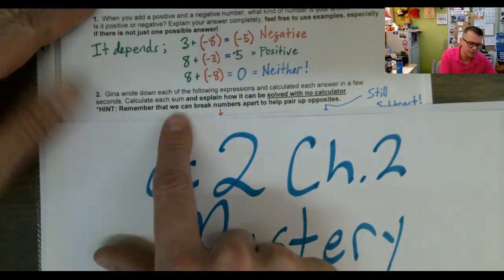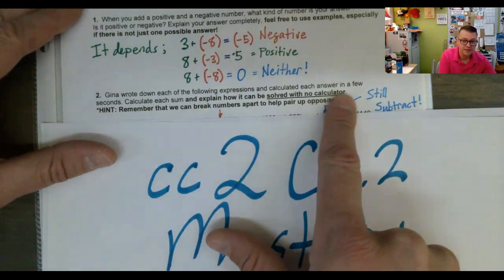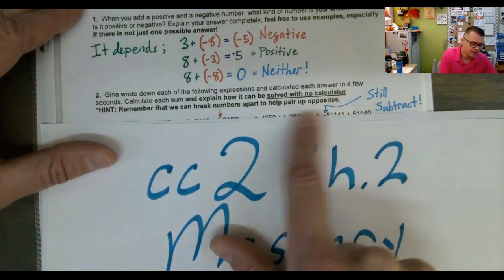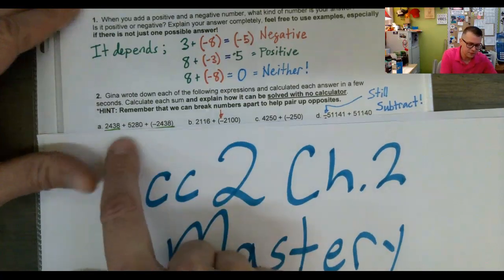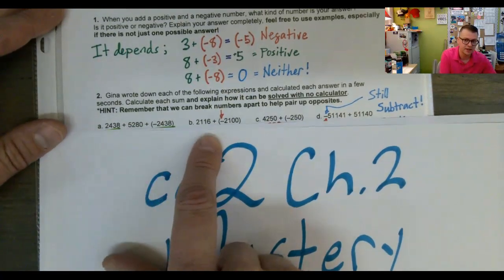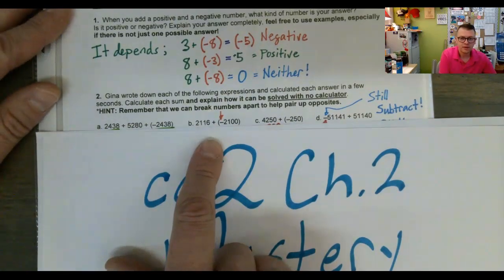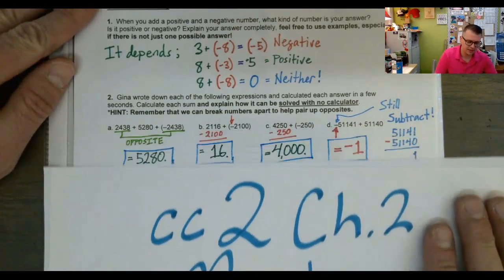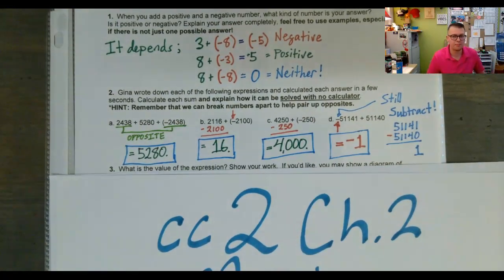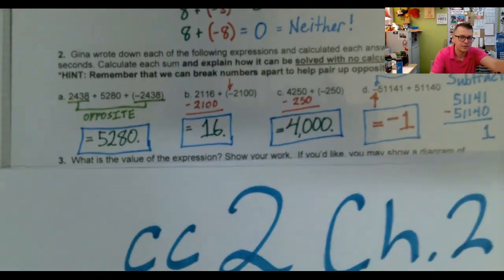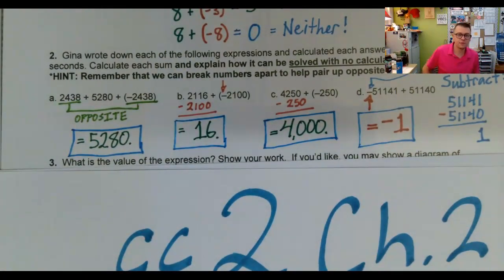So Gina wants to do this without a calculator and quickly. It says in just a matter of a couple seconds. So here's the deal. If you spent time adding and then subtracting and you did it wrong, this should be faster than that. The technique that we're trying to look at here is recognizing opposite values. So if we zoom in here a bit closer, 2438 and negative 2438 are opposites, so we don't really have to do any math. We can just say, oh, they wipe each other out. They're 0. So the sum becomes the only number that we still have, 5280.